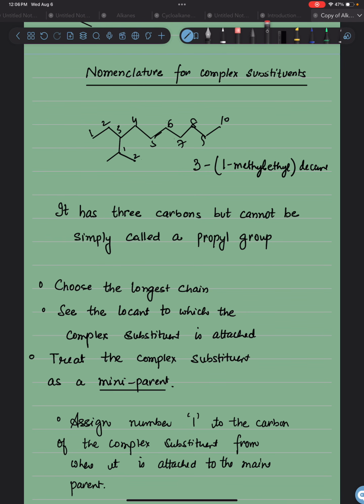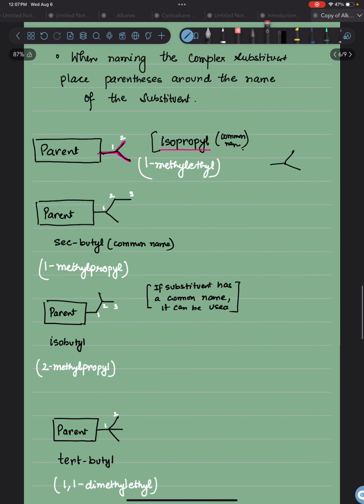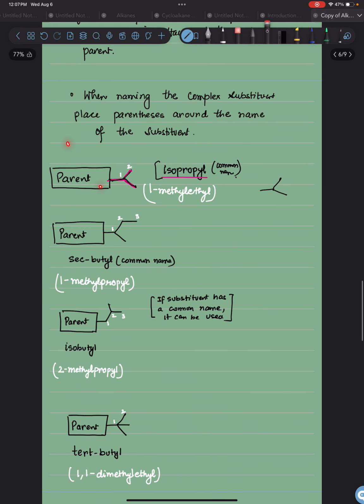I repeat, treat this as a mini parent, and then whatsoever the name comes, put that in parentheses and attach that to that carbon of the main chain from where you are getting your complex substituent, right? So if your parent is like this and this substituent, the common name for this substituent is isopropyl, and it is allowed to name it as isopropyl even for the IUPAC system. The systematic name for this is 1-methyl ethyl.